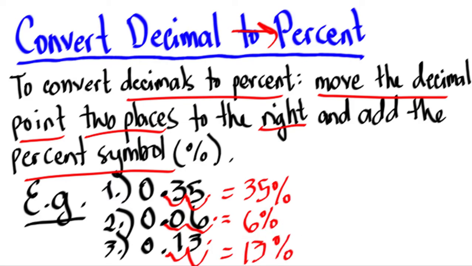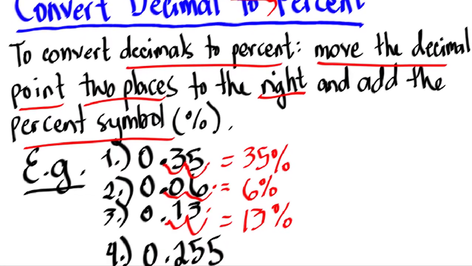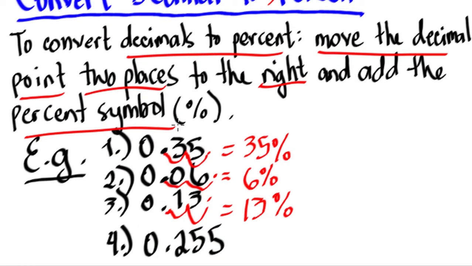And then for number 4, I have 0.255. So move the decimal point twice going to the right. So we have 1 and 2. So what we have is 25.5%.